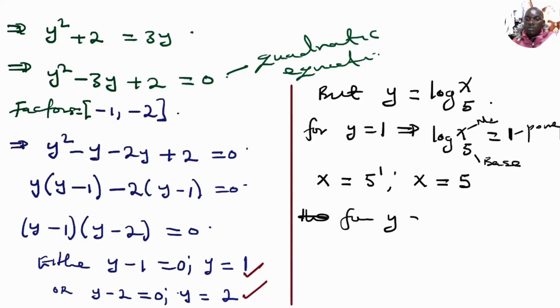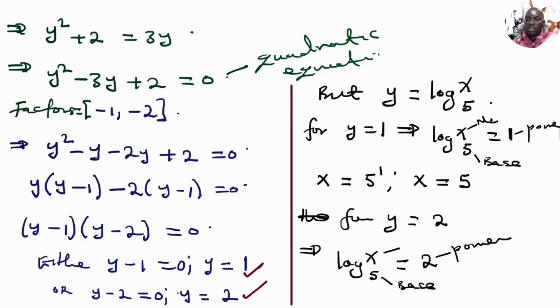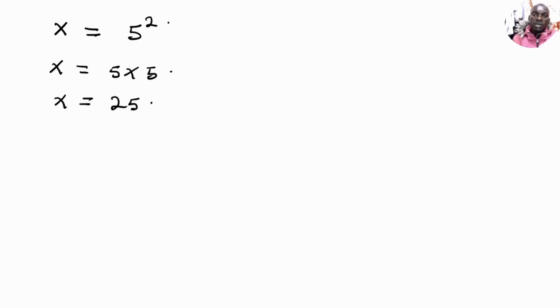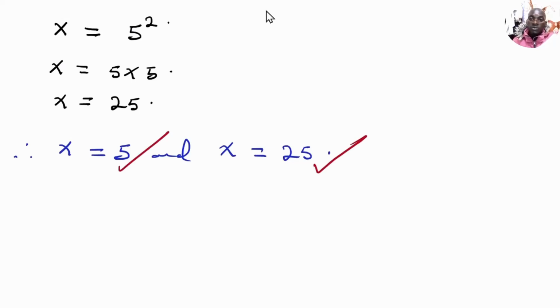Then for y equals 2, it implies that the log of x base 5 equals 2, whereby this is the power, the 5 is the base, and x is the number. As it proceeds, we are going to have x being equal to 5 raised to power 2. It means that x equals 5 multiplied by 5. This gives us the value of x being 25. We can now conclude and say that therefore for part B, the value of x equals 5, and still the value of x equals 25. So these become the right answers as the values of x for part B.